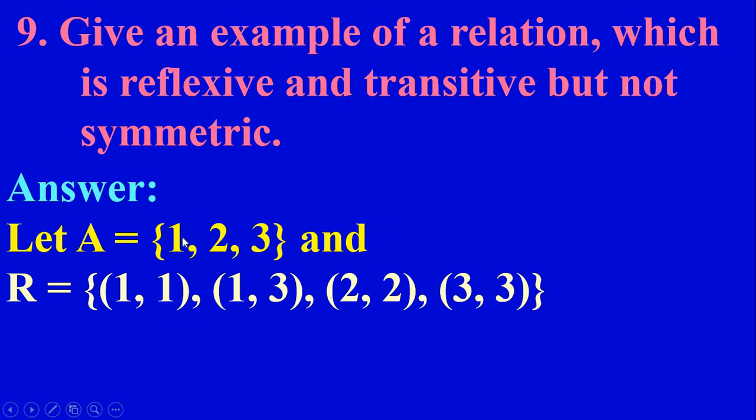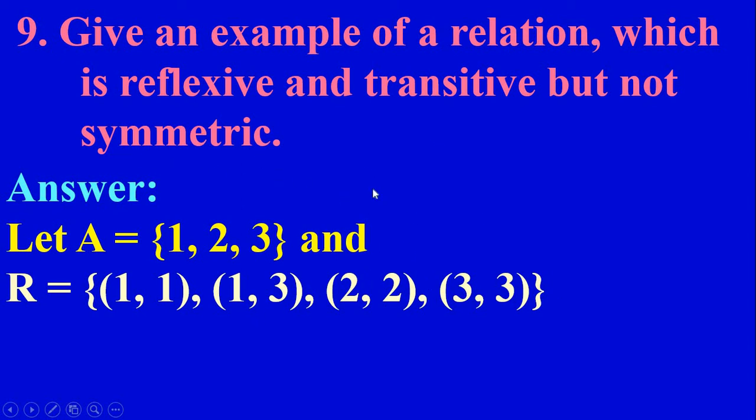Now you consider here we have (1,1), (2,2), (3,3). So therefore this relation is reflexive. Now transitive, we have (1,1), (1,3), and (1,3) is also there. Then we have (1,3), (3,3), and (1,3) is also there. So therefore this is transitive.